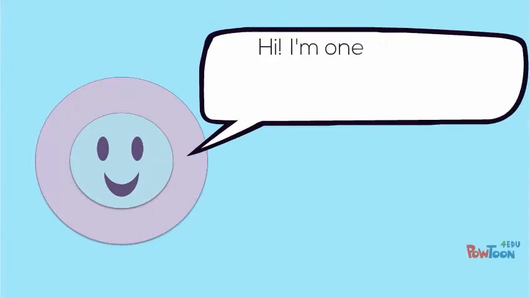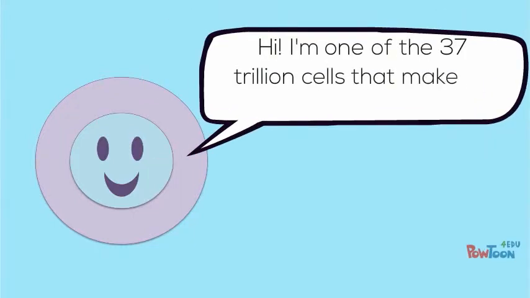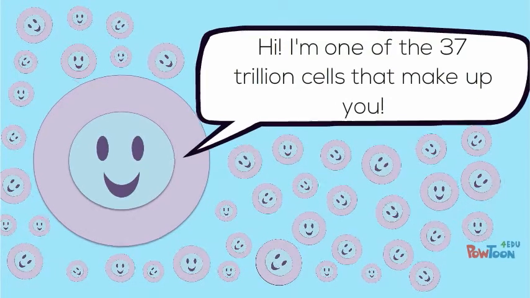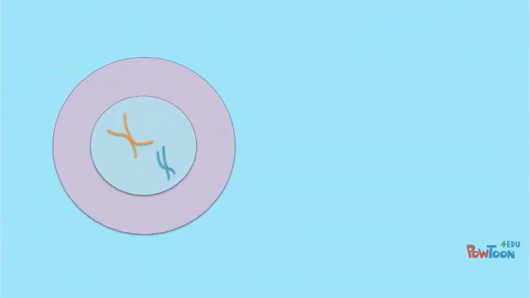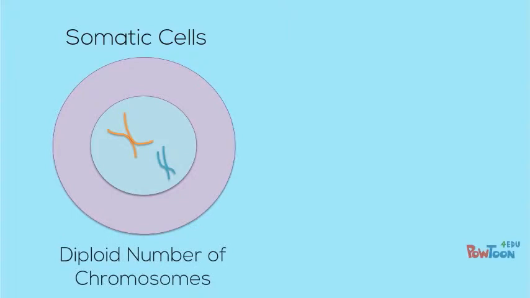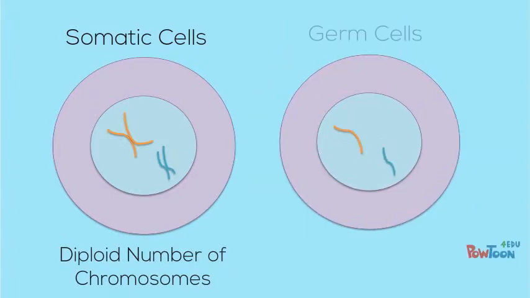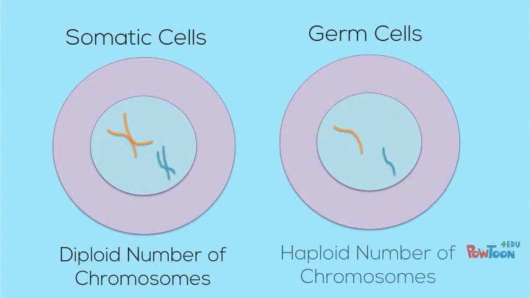Hi everyone, I'm one of the 37 trillion cells that make up you, and today I want to talk about meiosis. Most of the cells in your body are somatic or body cells and have diploid, or the normal number, of chromosomes. However, the cells that we care about today are your germ cells, which have half the number of chromosomes, and so they're called haploid cells.